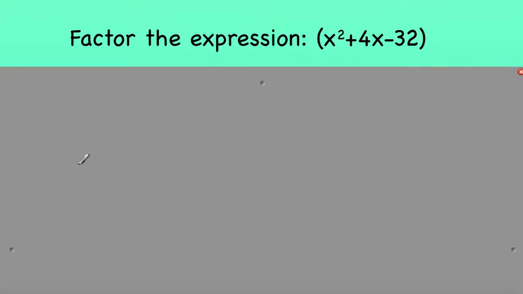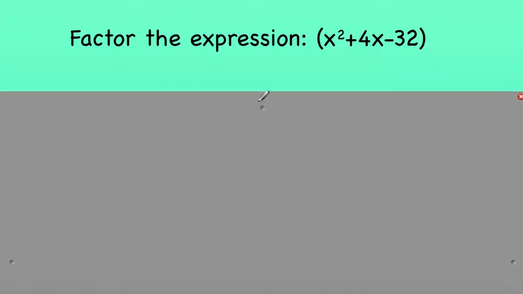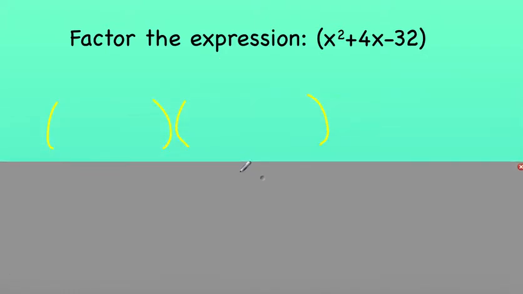Okay, so our next problem is factor the expression x squared plus 4x minus 32. So when we're factoring, what we are looking for is our two binomials. So we have one binomial here and one binomial here. But the trick is we want to look at this negative 32 as almost being our area, and we want to look at this 4x as almost being half of our perimeter.